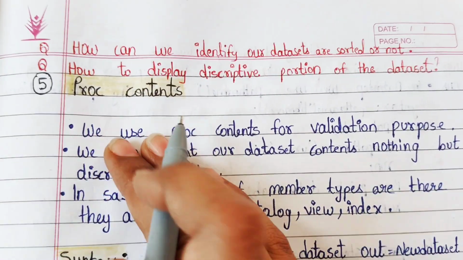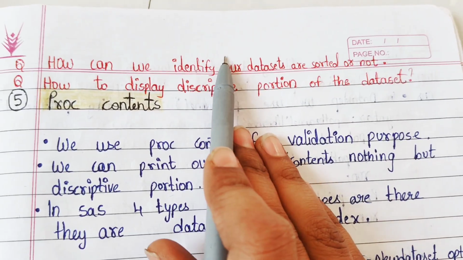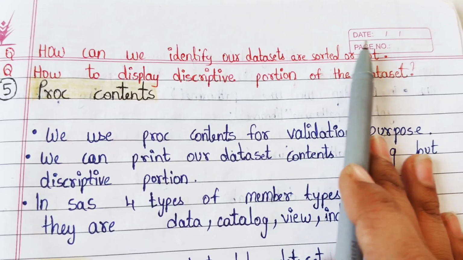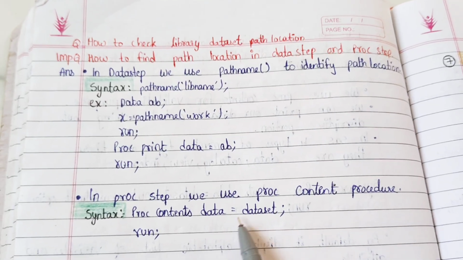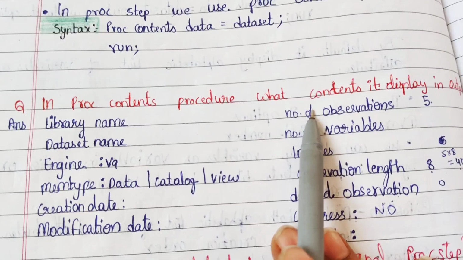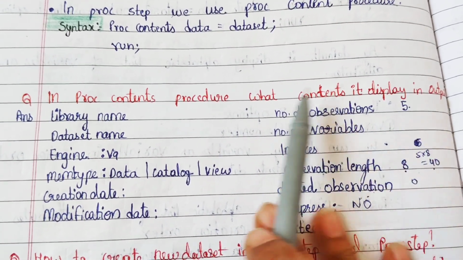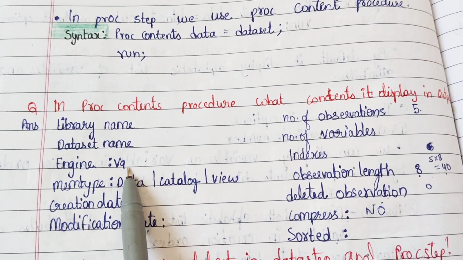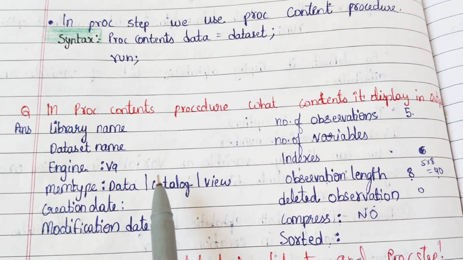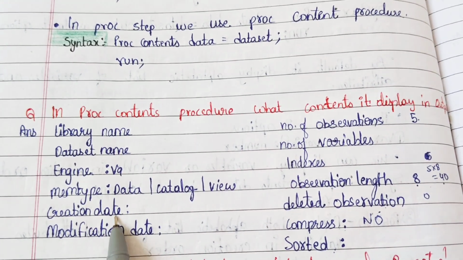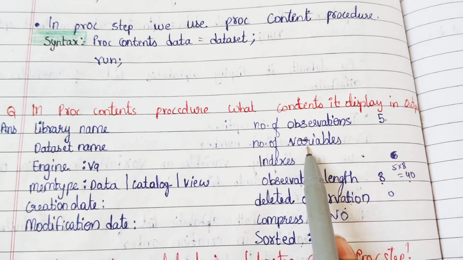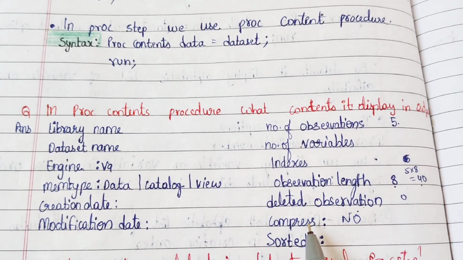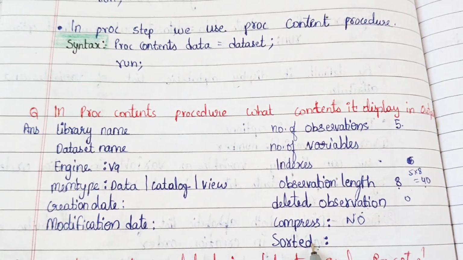In the proc step we use the proc contents procedure. Proc contents data is equal to data set name semicolon run semicolon. By default it will display all the contents of the data set. Now in the proc contents procedure, what contents does it display in the output? You can see the library name, data set name, engine, which is nothing but the version 9 engine, member type data or catalog or view, creation date, modification date, number of observations, number of variables, observation length, deleted observations, compress is equal to, if it is compressed no, sorted. Everything it will display.